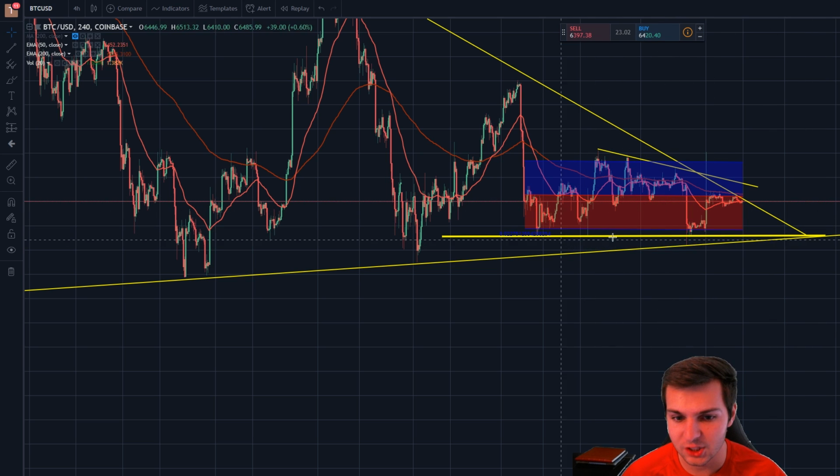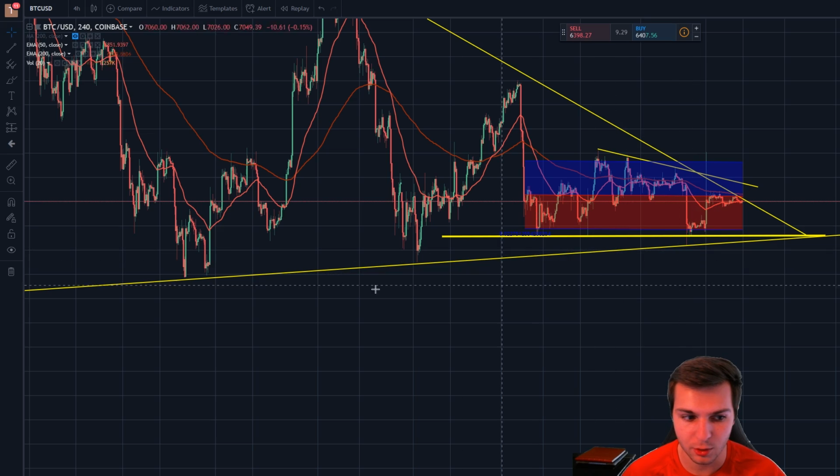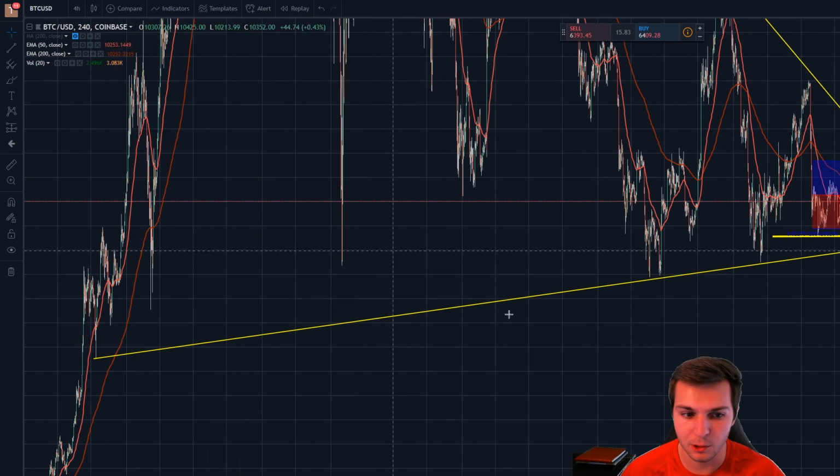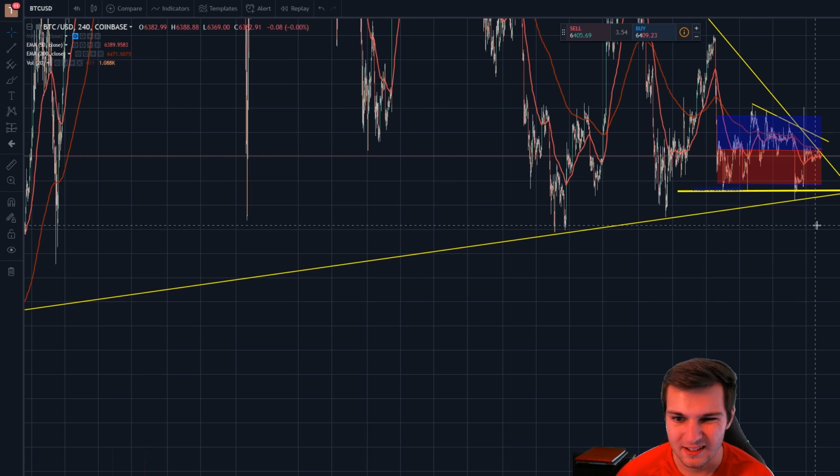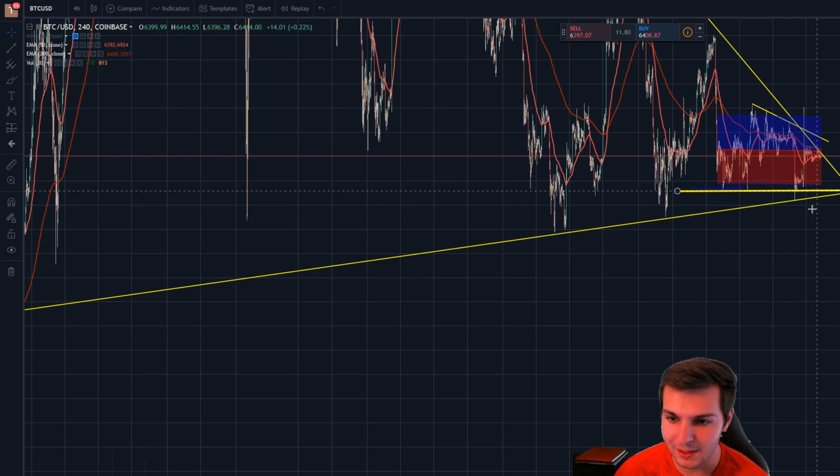So one, yes, you do have a support line down here. You break this, you have another one over here, but there are other support lines below this that we can draw. Of course we have the one around $5,300, but that's all assuming that we're going to have a worst case scenario and break our supports up here.